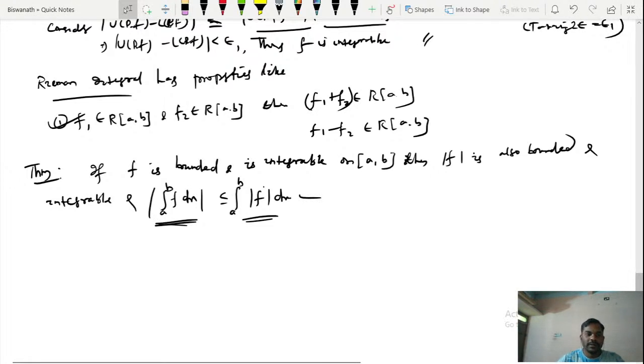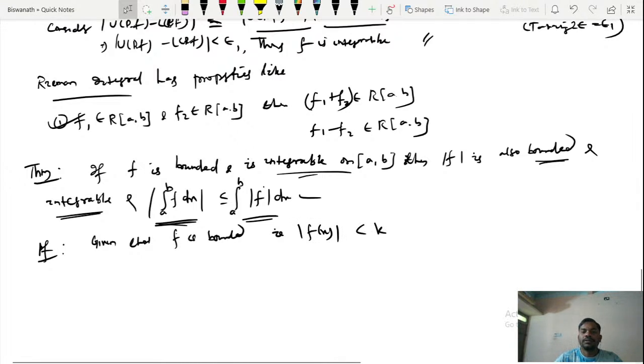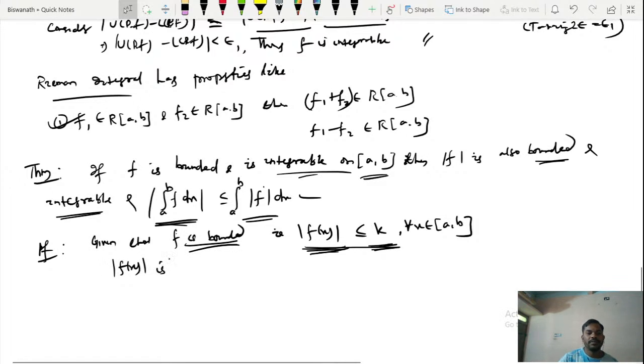This is the third one, and in the second one we have to show mod f is integrable, and in the first one we have to show mod f is bounded, and the given condition is f is bounded. So I will go through it. Since it is given that f is bounded and integrable, the modulus of f of x is less than or equal to k for all x belonging to closed AB, since everything is on closed AB. So since mod f of x is less than or equal to k, we can say mod f of x is bounded. So the first one is proved easily.